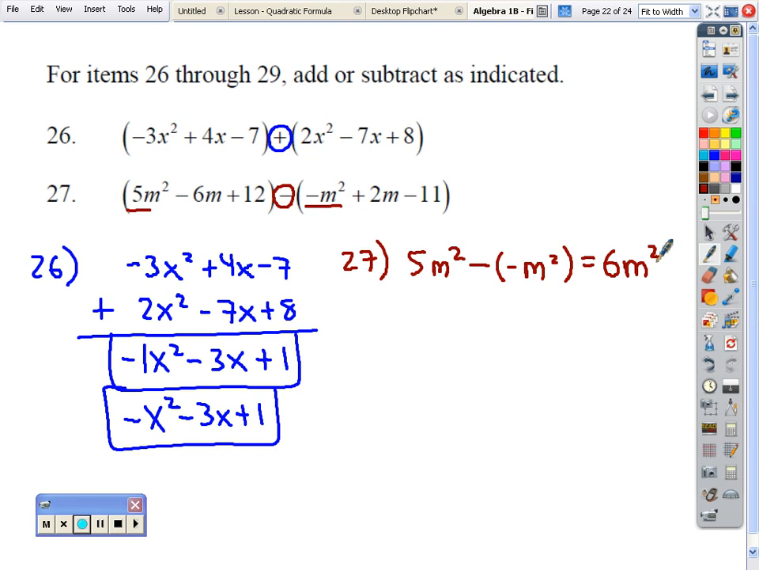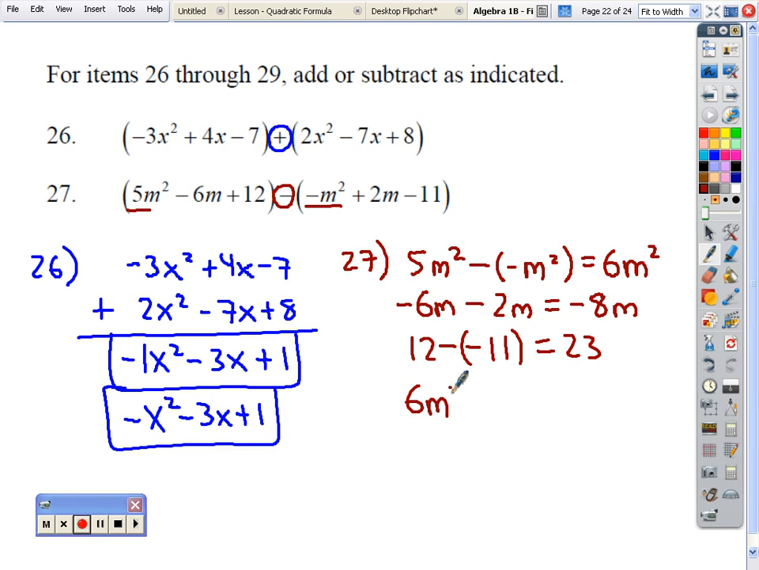I'm going to do the same thing for the next piece. So here I have negative 6m. Again, we have a subtraction sign, and then 2m. Negative 6m minus 2m is negative 8m. And then I have 12 minus a negative 11, which again becomes plus. 12 plus 11 is actually 23. So our final answer here is 6m squared minus 8m plus 23.